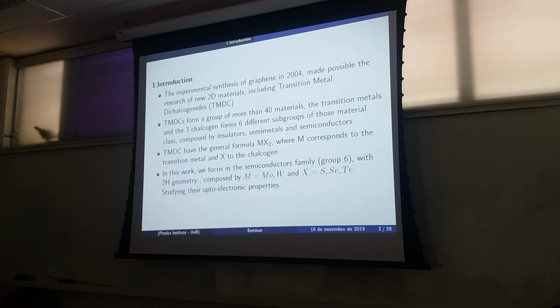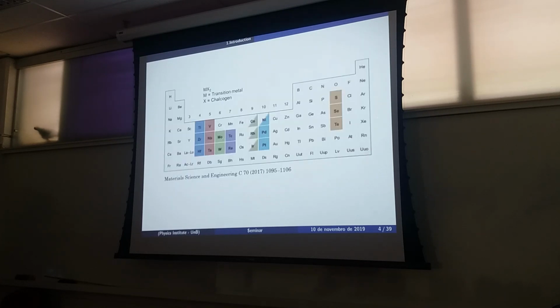This has the general formula MX2, where M corresponds to the transition metal and X to the chalcogen. In this work, we focus on group 6 with 2H geometry, the most stable geometry of this kind of crystal, composed of molybdenum and tungsten as transition metal, and those chalcogenides, sulfur, selenium, and tellurium. And we study their optoelectronic properties.